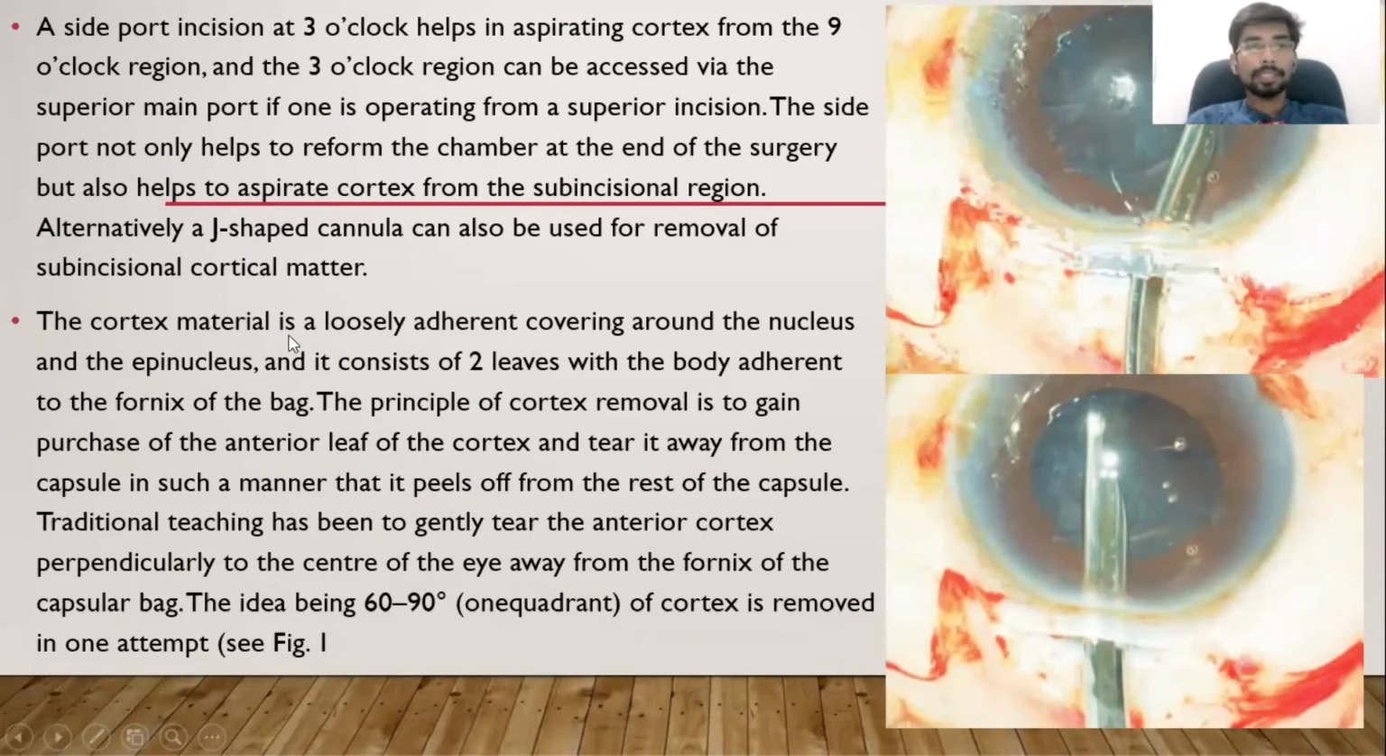Cortical material is loosely adherent, covering the nucleus and epinucleus, and it consists of two leaves with the body adherent to the fornix of the bag. The principle of cortex removal is to gain purchase of the anterior leaf of the cortex and tear it away from the capsule in such a manner that it peels off from the rest of the capsule.